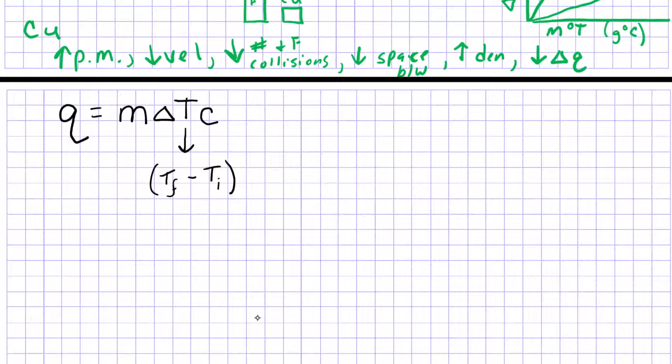If it's a positive, then that means that our final temperature was greater than our initial temperature, so that would mean that the temperature increased. If our final temperature is lower than our initial temperature, then it will be negative, and that tells us to decrease.